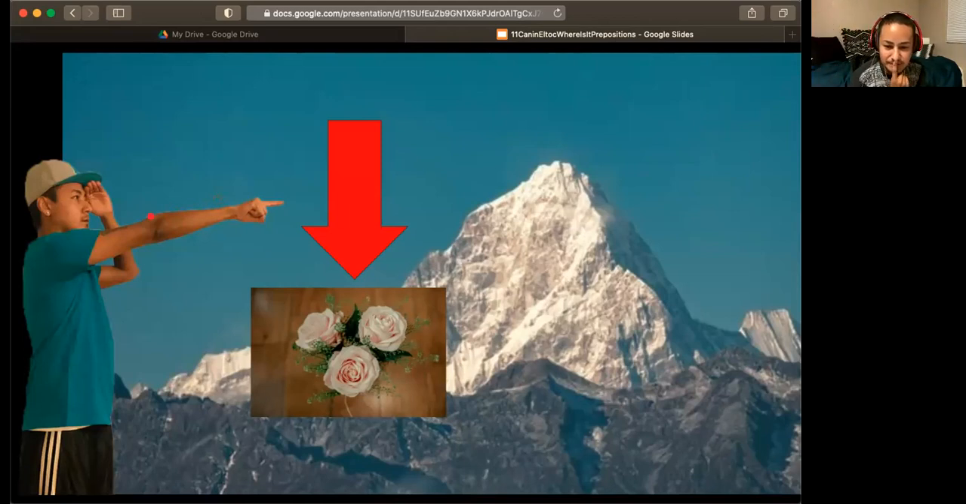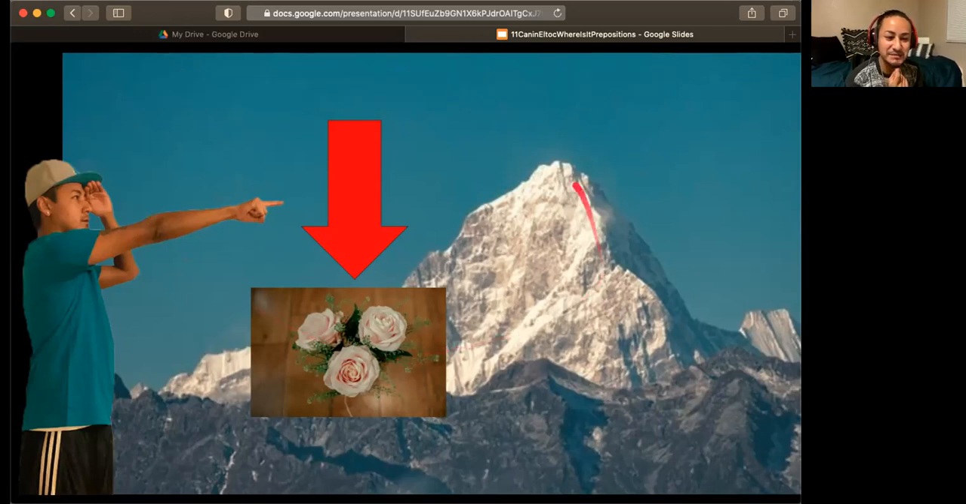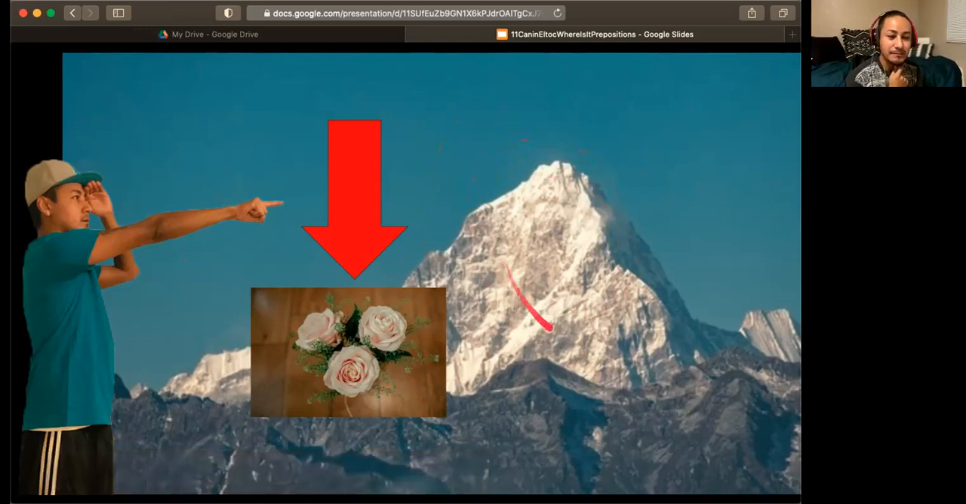Canin Eltoc Xochitl. Xochitl Eltoc Nepa. Quali? Xochitl Eltoc Nepa. Okay. Where are the flowers in relation to this hill?